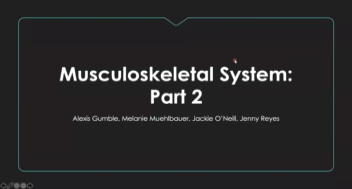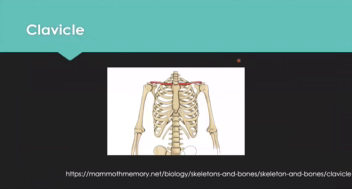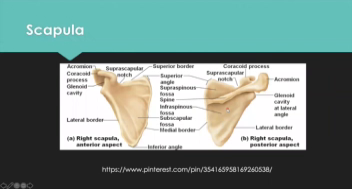Our group decided to do the second part of the musculoskeletal system. One of the bones in this section is a clavicle. The clavicle articulates with the sternum and the humerus. Another bone in this section is the scapula. The scapula is sometimes called the shoulder blade and is comprised of many structures.